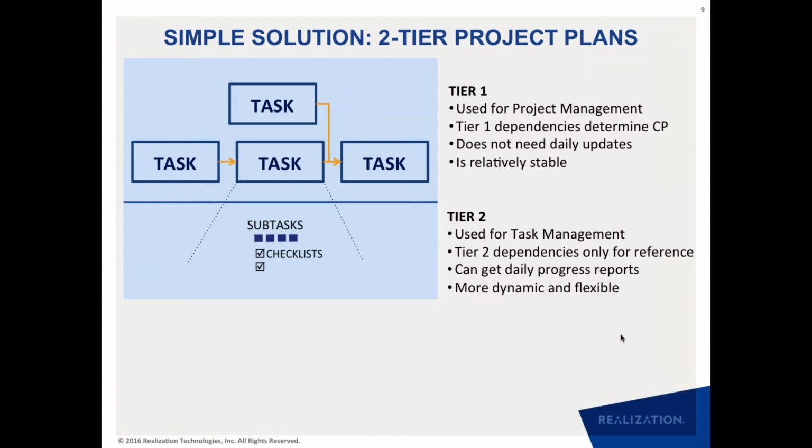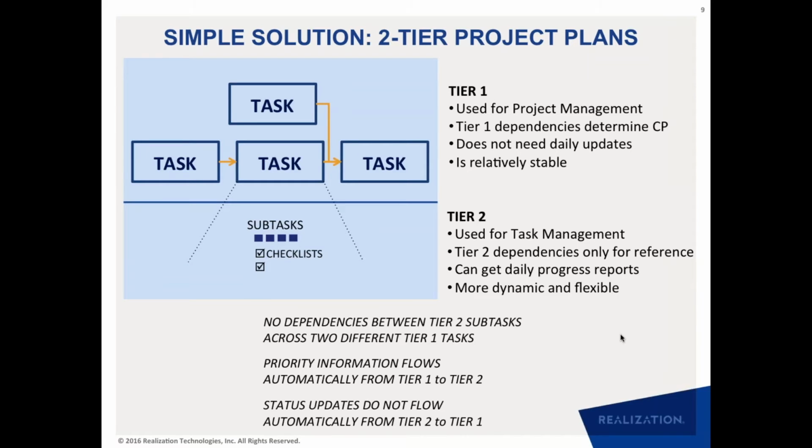This tier one plan does not need daily updates, and it should be relatively stable because we have minimized the number of tasks. Tier two is where you can capture a lot of detailed sequences if you want to. You can even capture people's names in terms of who exactly will work on these subtasks and checklists. So you can capture a lot of details over there, but these details are not flowing into the schedules. These details are for local reference only, and they are very flexible, very dynamic, but the information from these detailed subtasks is not flowing into the critical path of the project.